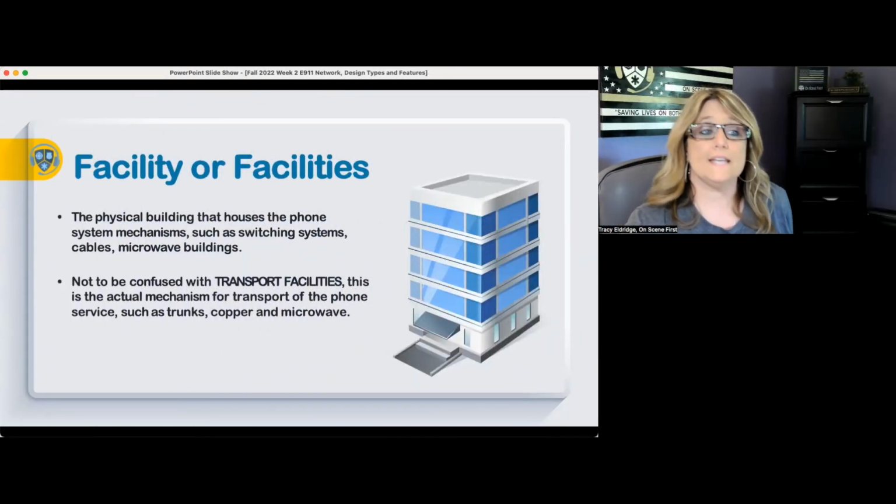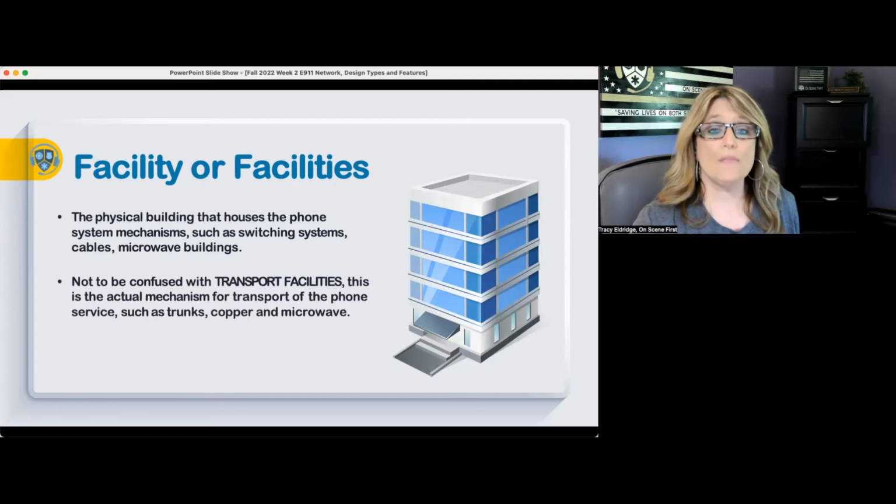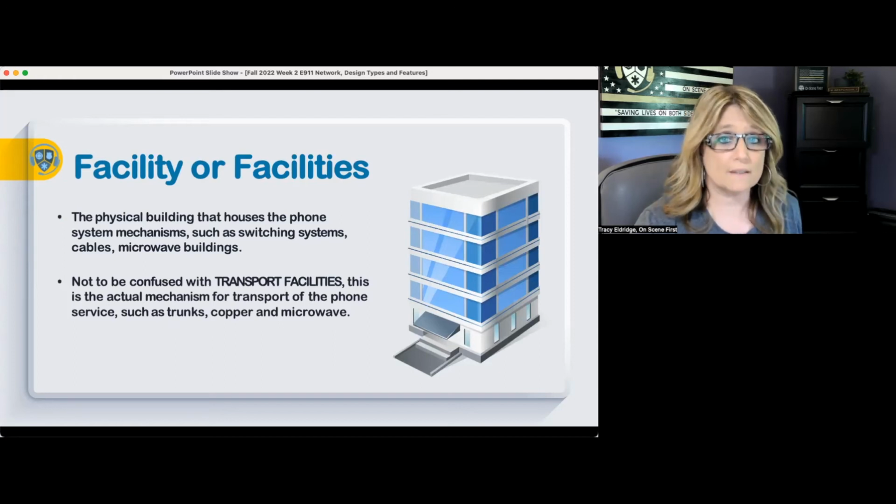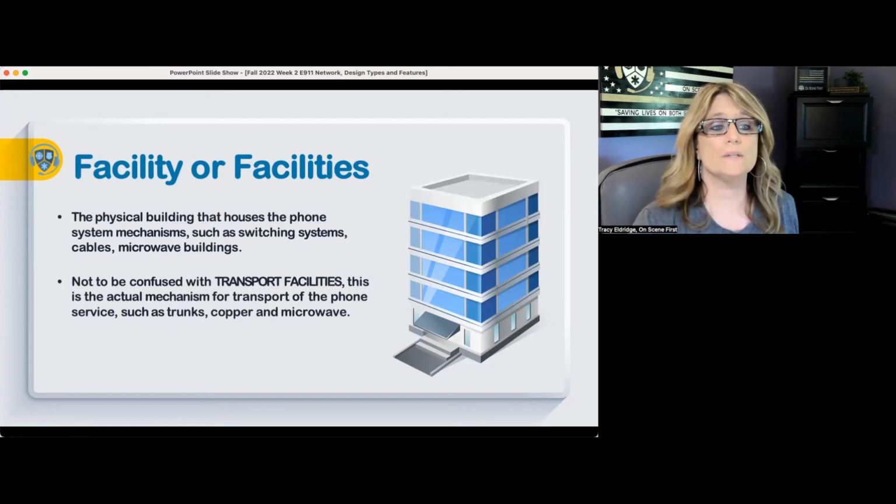Facility or facilities. So when we think about facilities, we often think of buildings, right? So that's what we should be doing here as well. When we're referring to the facility or facilities, we're referring to the physical building that houses the phone system mechanisms, such as switching systems, cables, microwave buildings, etc.